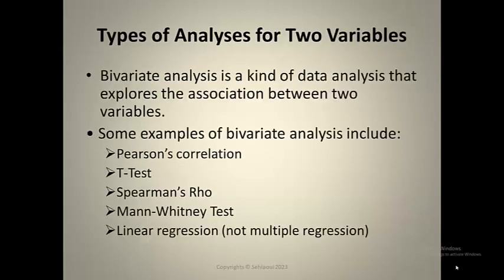Okay. Types of analysis again for two variables, bivariate analysis. This is a kind of data analysis that explores the association between two variables. Some examples of bivariate analysis include Pearson's correlation, T-test, Spearman's rho, Mann-Whitney test, linear regression again are examples of statistical analysis that can be used for two variables.